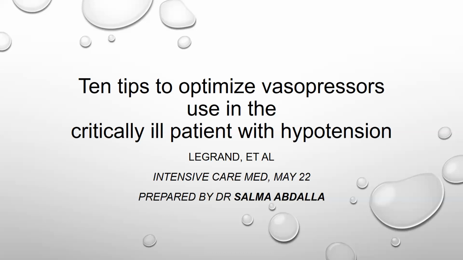It is a recently published topic in the Intensive Care Medicine Journal, which was published May 2022. And the title of our topic is 10 tips to optimize vasopressors in critically ill patients with hypotension. Since we are using the vasopressors on a daily basis, we have to know at least a few tips that can help us to adjust the vasopressors use in our patients.